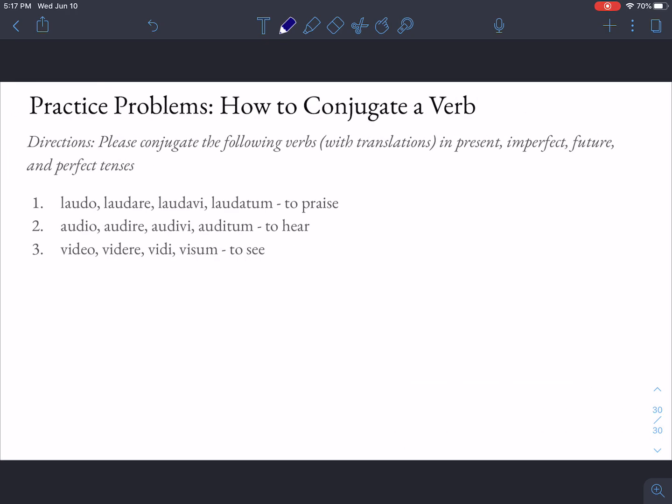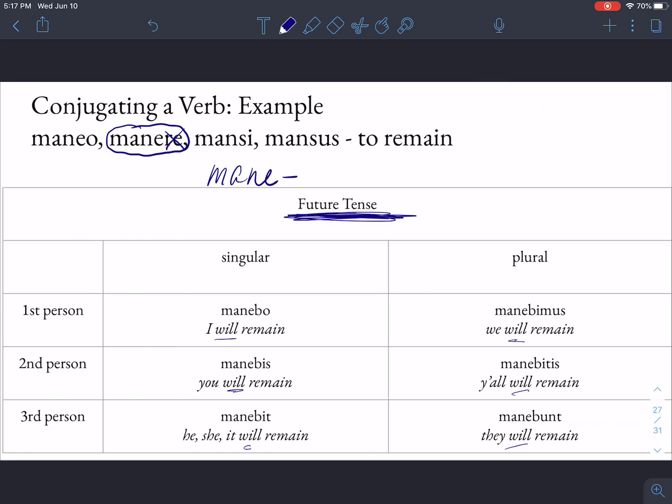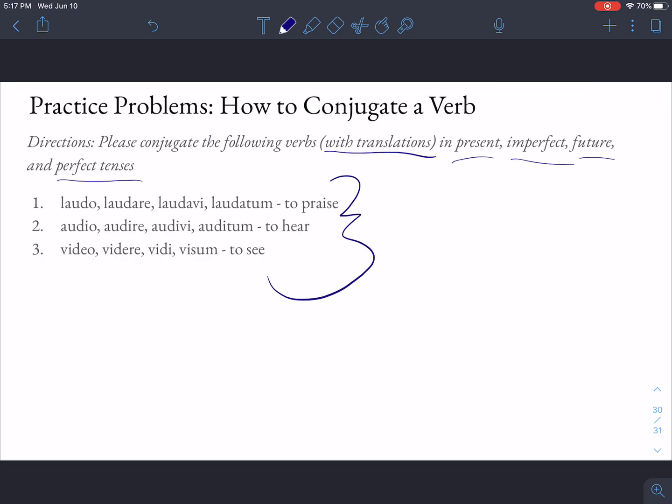And for the practice problems, please conjugate these 3 verbs with translation in the present, imperfect, future, and perfect tenses. What we did with maneo, manere, you're going to do that for each of these 3 verbs. It's a lot of work, I understand that, but you can even type it. Just be aware that your word processing is going to try to spell check you.